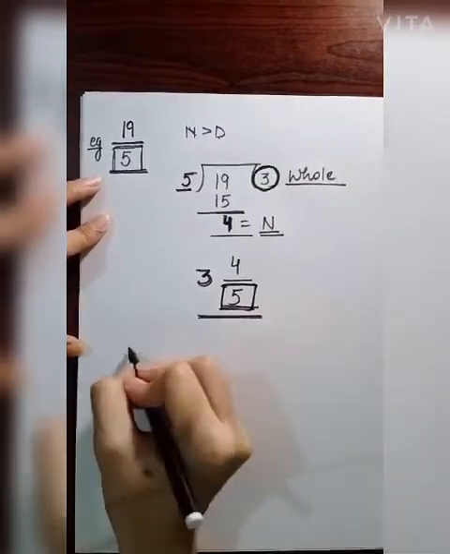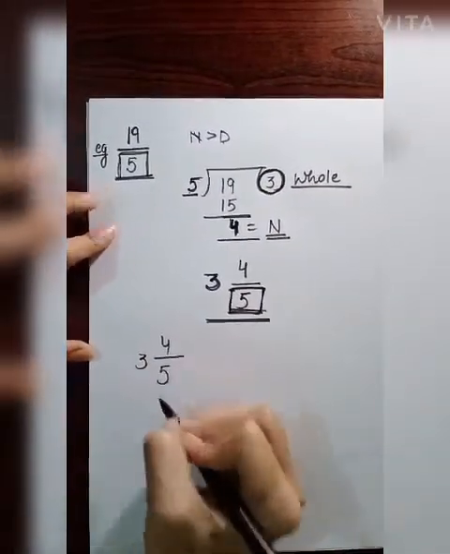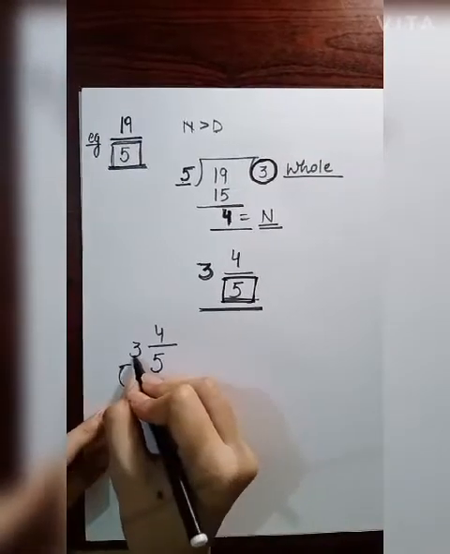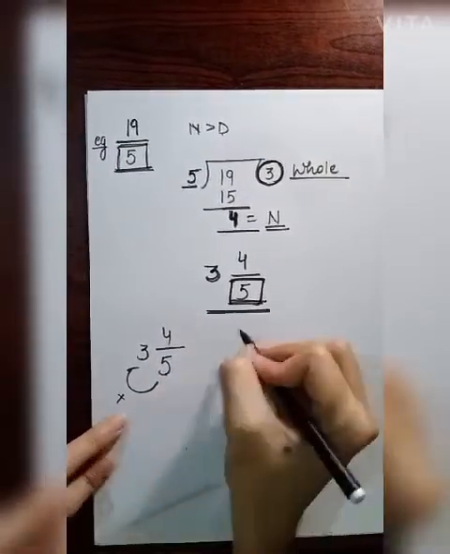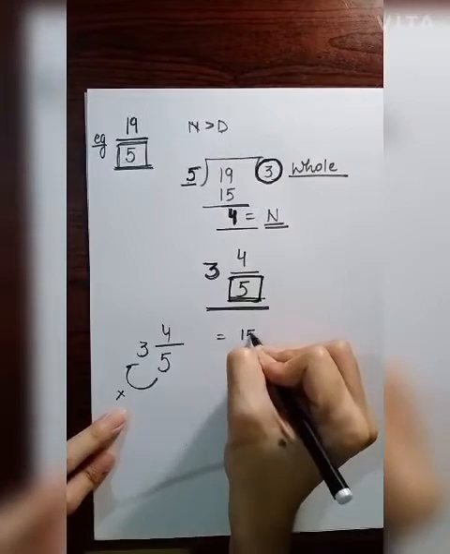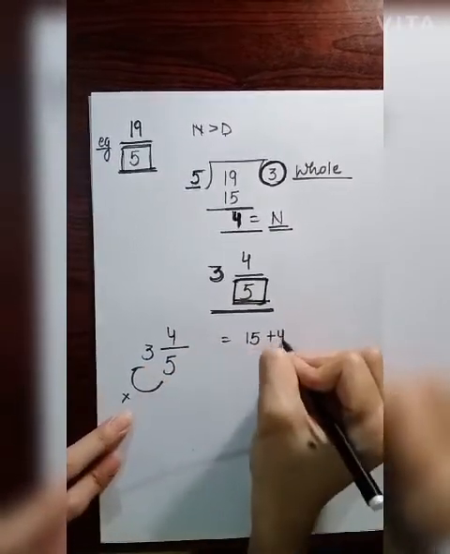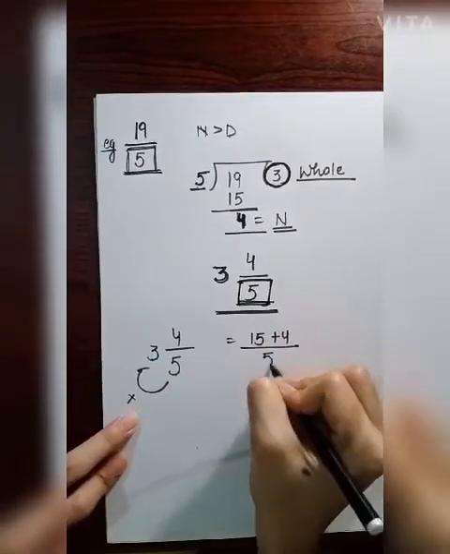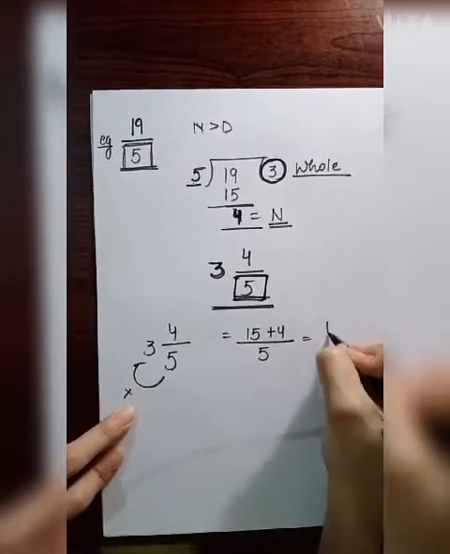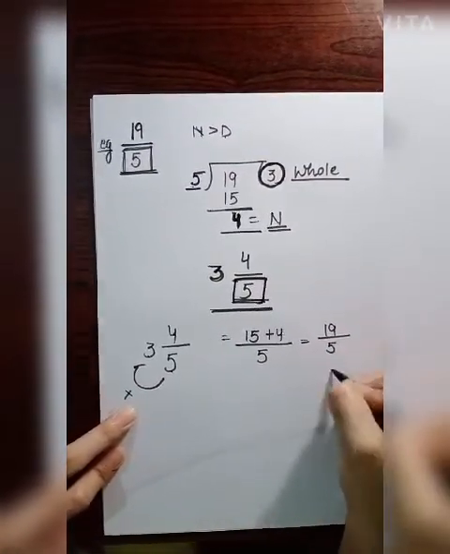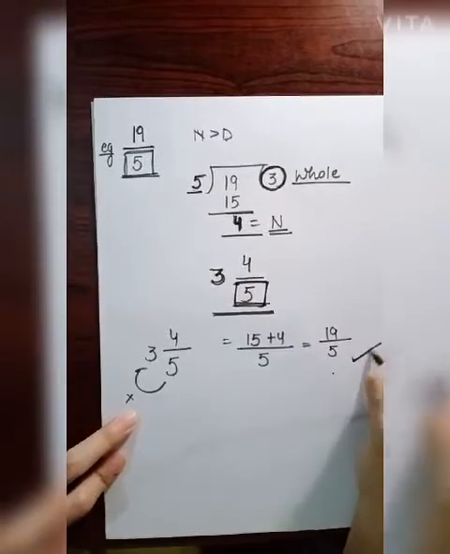Now let's check whether our conversion is correct or not. First multiply 5 by 3. After multiplication we will get 15. Now add 4 to it. Denominator will be 5 only. This will be our 19 upon 5. That means our conversion was correct.